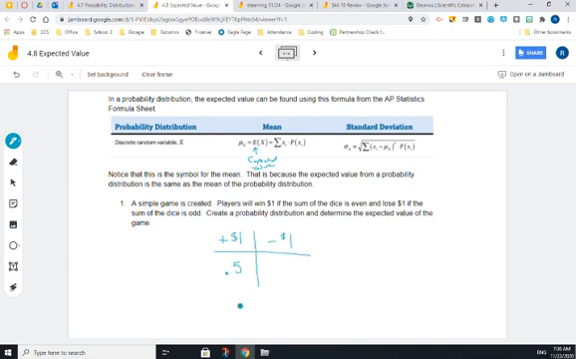or 0.5. Now we could go back and calculate the probability of rolling an odd being 18 out of 36 as well, but we also know that these two outcomes have to add up to 100%, so that one's also going to be 0.5. So let's see what our expected value would be.